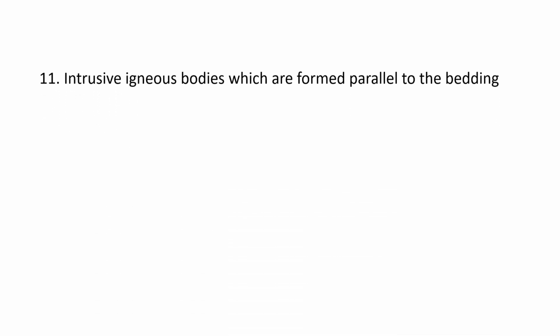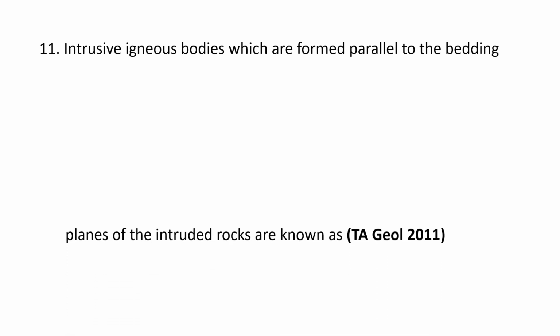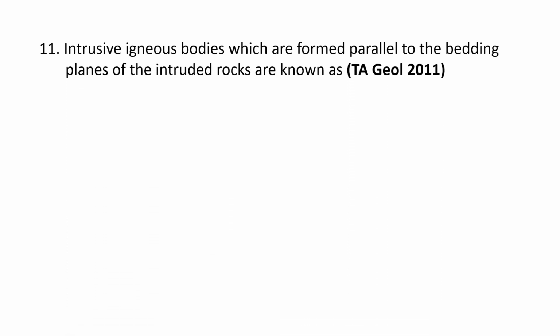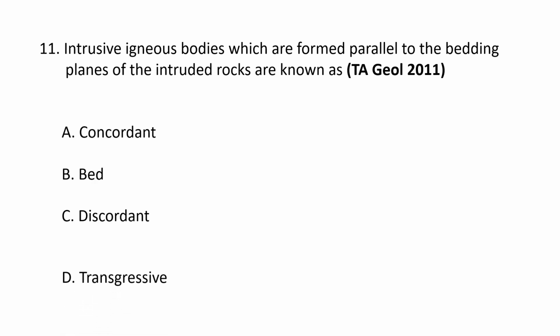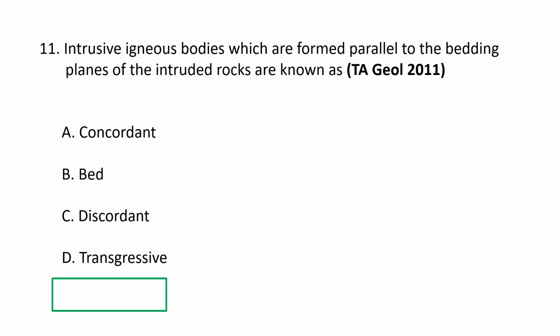Intrusive igneous bodies which are formed parallel to the bedding planes of the intruded rocks are known as A. Concordant, B. Bed, C. Discordant, D. Transgressive. So the correct option is A.